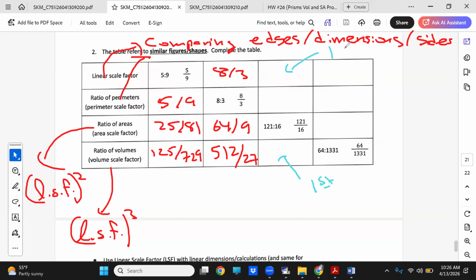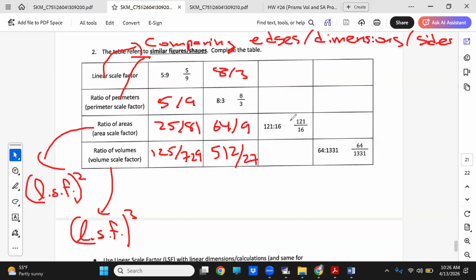Or should I find that first? What do you think is going to be easier, to find the linear scale factor first for a third column, or the ratio of the volumes first? Do the linear scale factor first. Treat the linear scale factor as a bridge. That's going to just make your life so much easier.